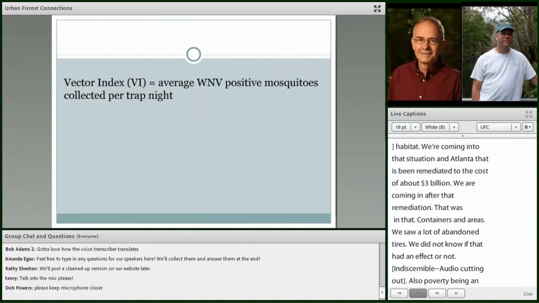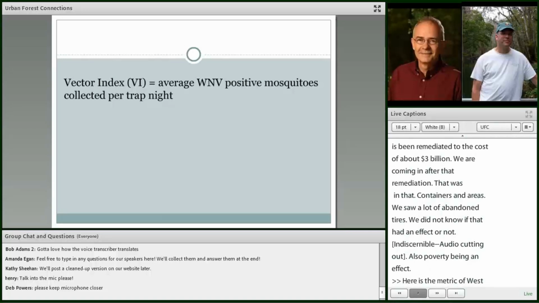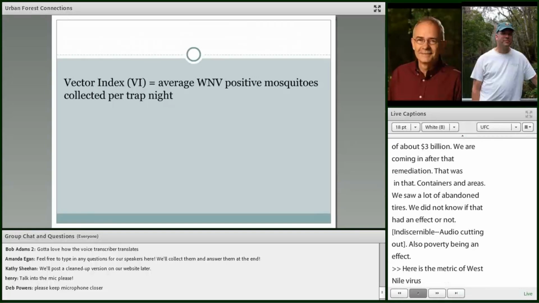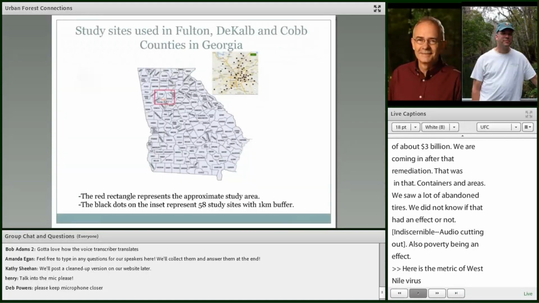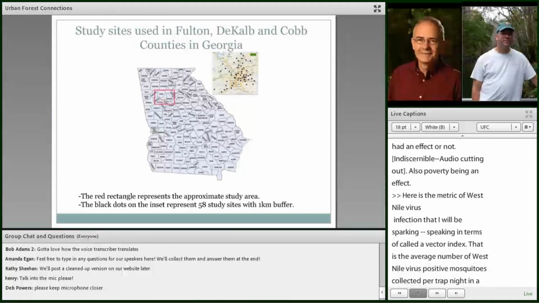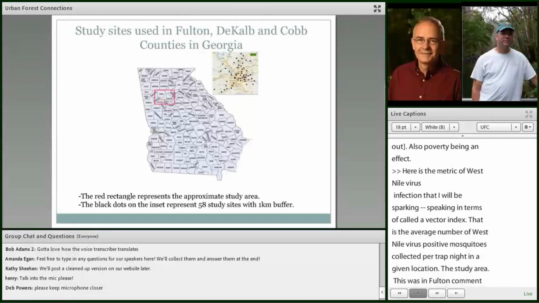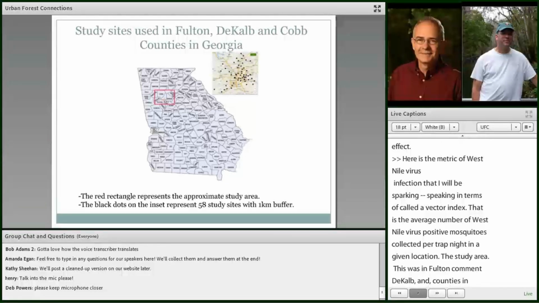The metric of West Nile virus infection that I'm going to be speaking in terms of is called a vector index, which is the average number of West Nile virus positive mosquitoes collected per trap night in a given location. The study area was in Fulton, DeKalb, and Cobb counties in Georgia. And there you can see in the little insert the distribution of our 58 sites.